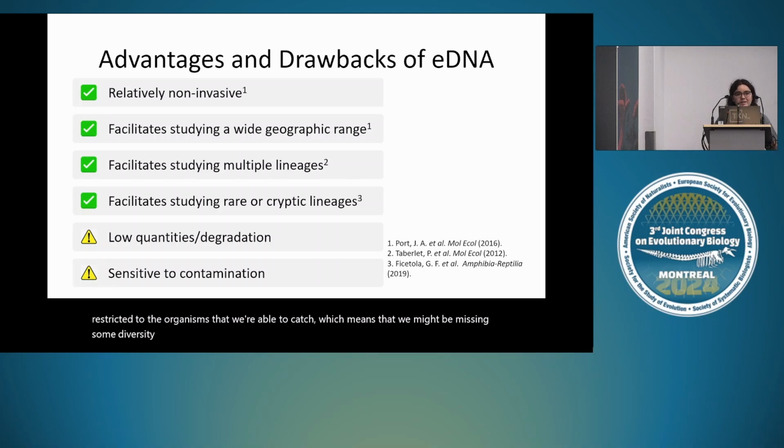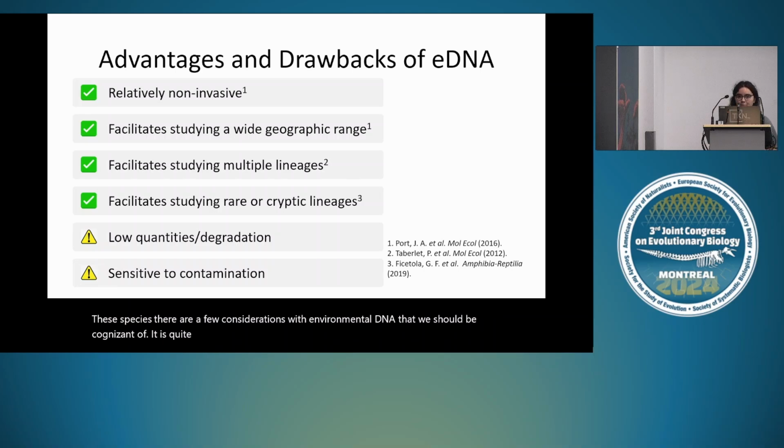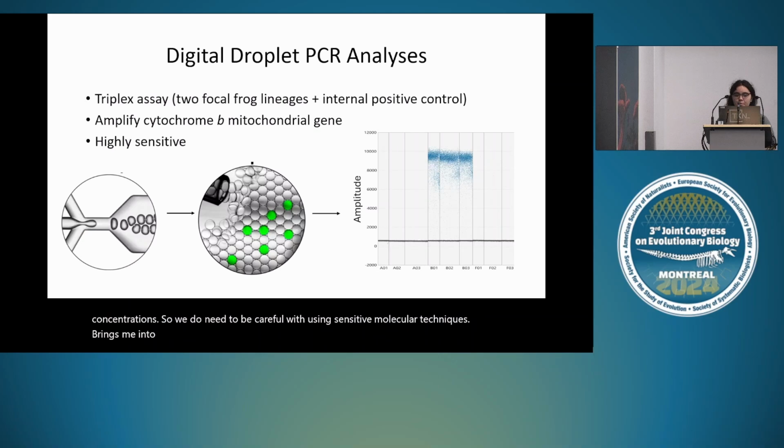Additionally, using eDNA facilitates the study of rare or cryptic lineages. Chorus frogs do vocalize, but there are many species that don't vocalize, and so using eDNA can let us detect the signature of these species. There are a few considerations with environmental DNA that we should be cognizant of. It is quite sensitive to contamination, meaning that we do need to be careful with our sterilization as well as with our negative controls. And it occurs in very low concentrations, so we do need to be careful with using sensitive molecular techniques. This brings me into my analyses, where I use digital droplet PCR, or ddPCR.